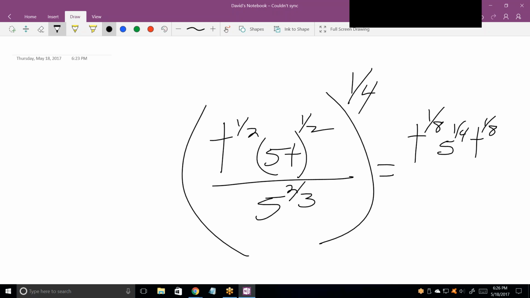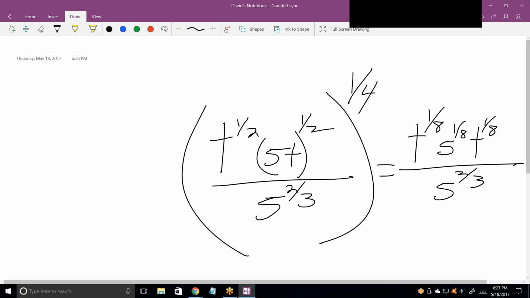You see why? The 5 is inside the parentheses. It's being taken to the 1/2 also, and it's also being taken to the 1/4. So you have to include that to the 1/2 and to the 1/4. Excuse me, that makes it 1/8. In other words, the 5 is to the 1/2 and it's also to the 1/4. So it's 5 to the 1/8. And in the denominator, it's still 5 to the 2/3.